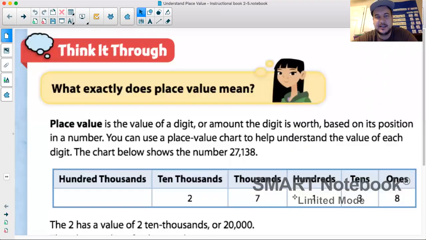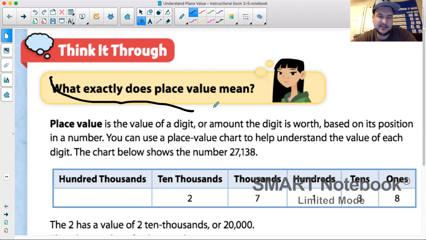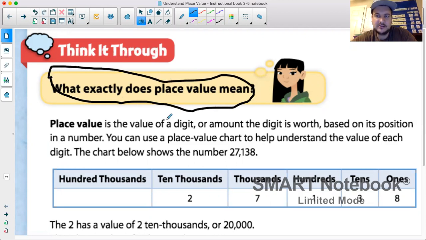I'm going to be sharing my screen, and we're going to be going through these slides talking about place value, digits, numbers, what they're worth. All right, so the first question I'm going to pose is, what is exactly place value, and what does it mean? So we've got place value, world's ugliest circle. Technically, it's an oval, so whatever.